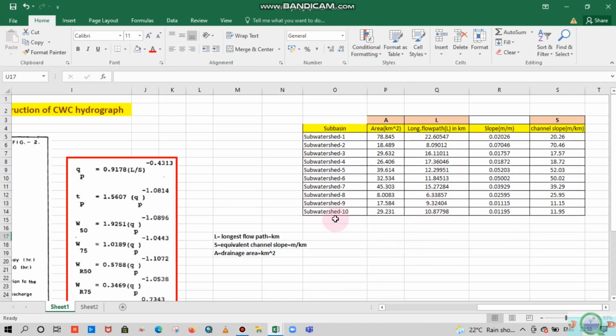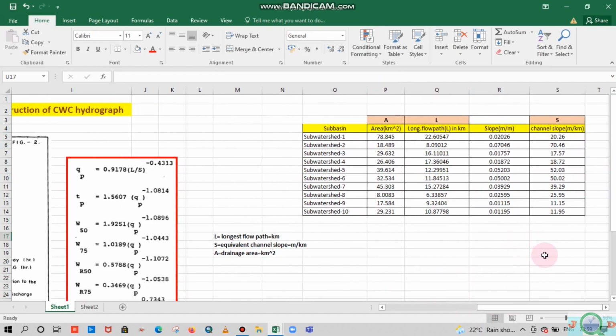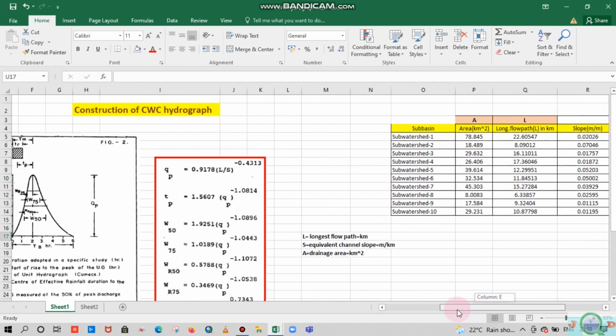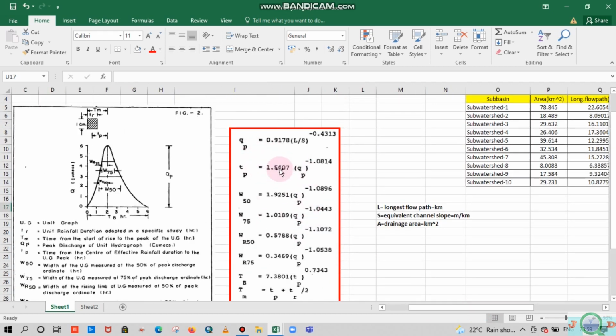Here I have tabulated these basin parameters of this watershed, divided into different sub watersheds. Here you can see the drainage area, the longest flow path, and the channel slope, which is nothing but the equivalent channel slope from the HMS basin characters, copied from HMS and pasted here. Now I will find these unit hydrograph ordinates, which are highlighted here, using this empirical relation.